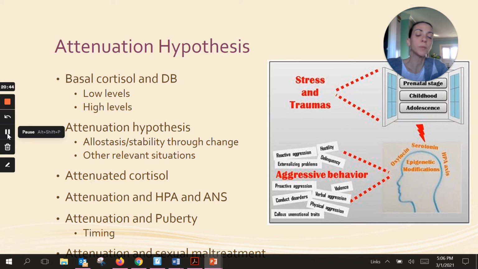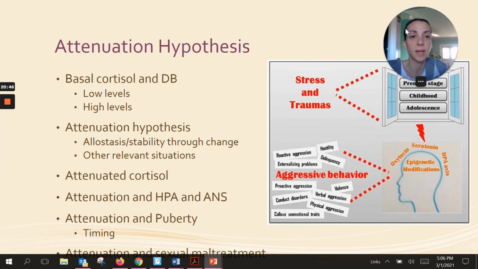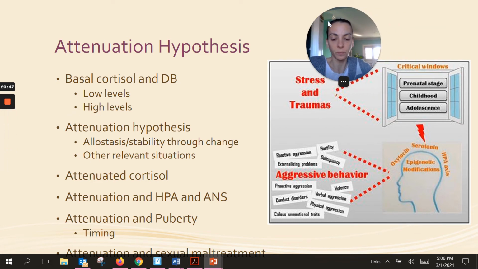So the most important part of this chapter is the attenuation hypothesis. Basal cortisol level and disruptive behaviors: there is a negative association. Children with disruptive behaviors actually have lower basal cortisol levels. Like I said in the previous slide, it's a paradoxical effect. You would think that children who have chronic stress would have higher levels of cortisol, since cortisol is our stress hormone, but it's actually the opposite.